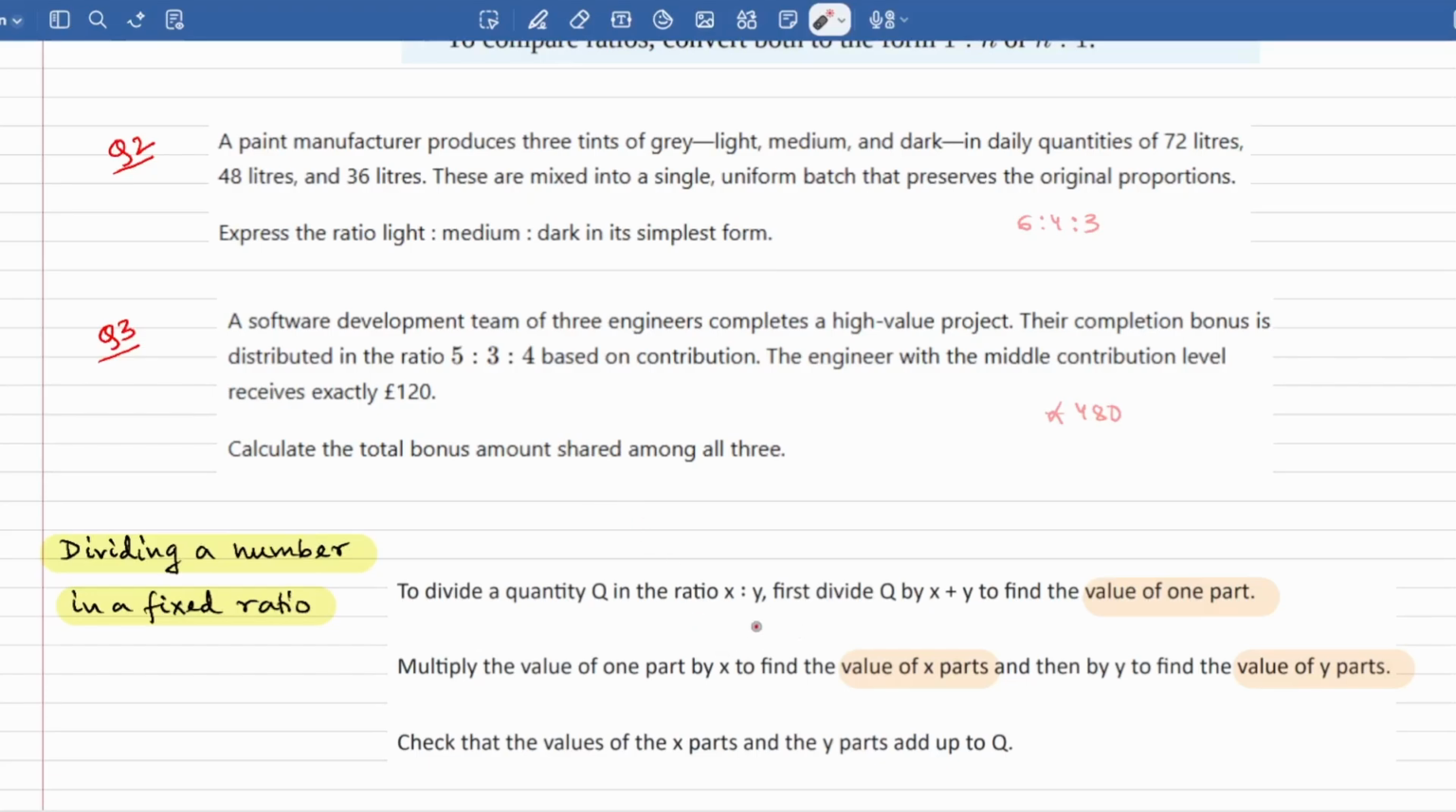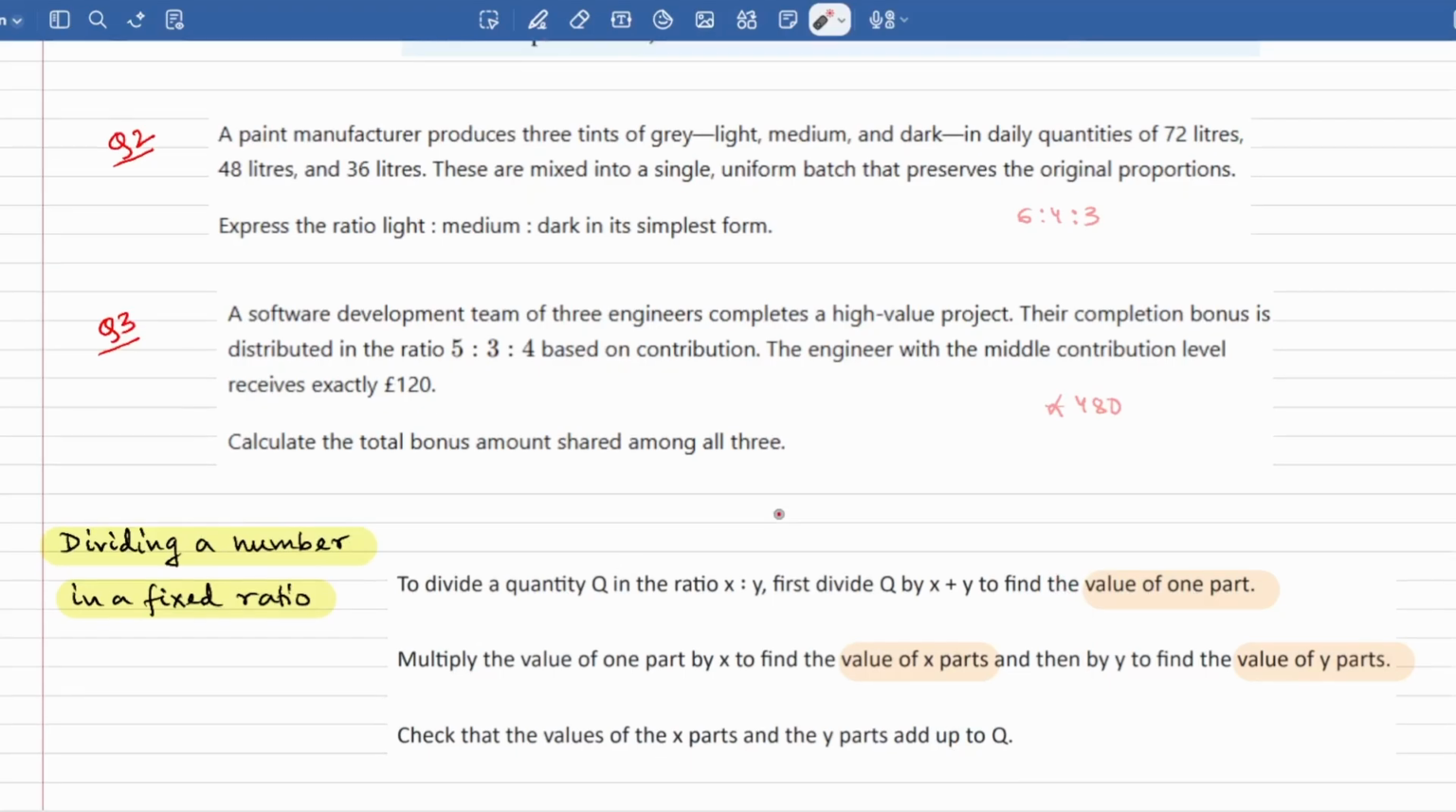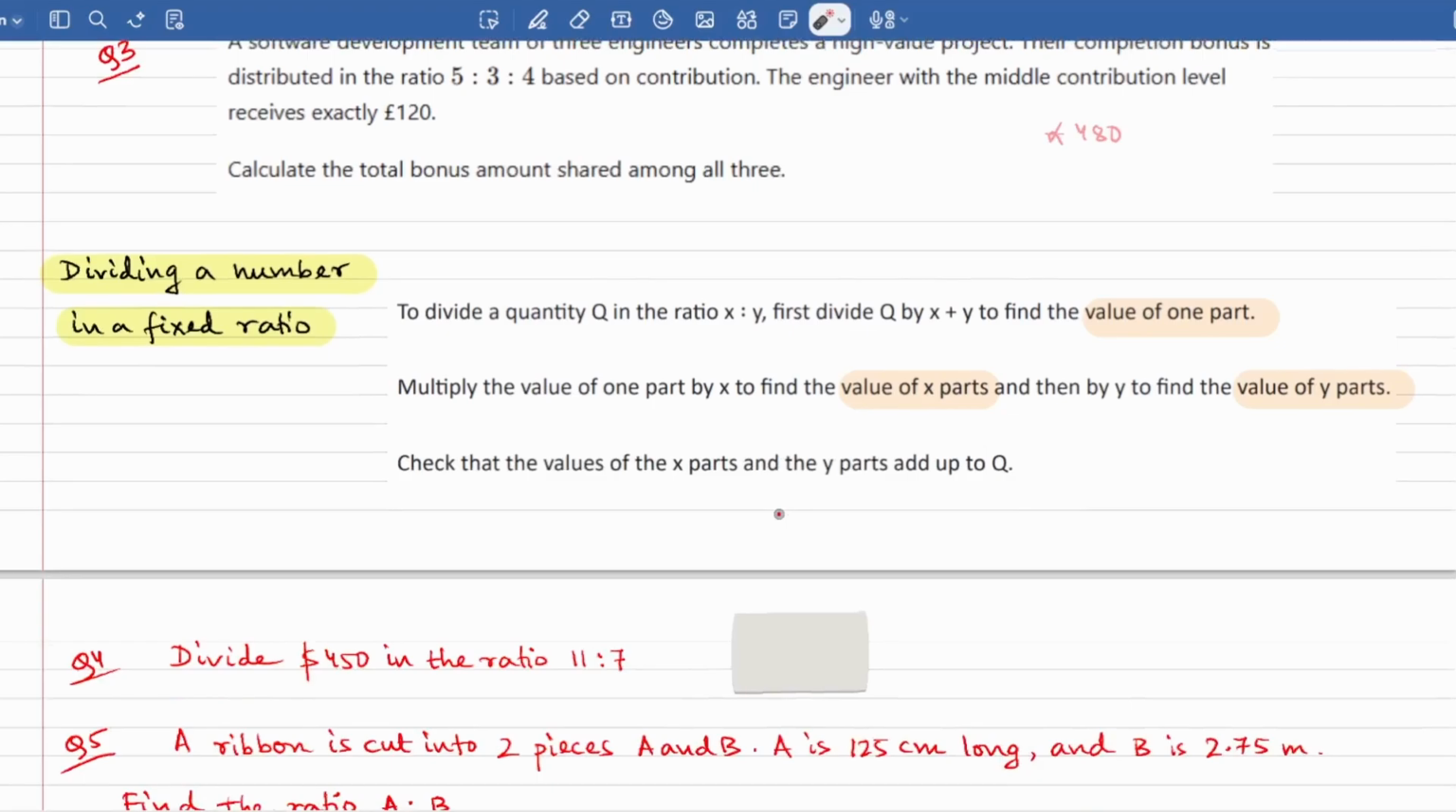To divide a quantity q in the ratio x is to y, first divide q by x plus y. Always do this to find the value of one part. Multiply the value of one part by x to find the value of x parts. Okay, so divide by x plus y to find the value of one part, and then multiply it by x to figure out the value of x parts. Multiply it by y to figure out the value of y parts. There is an inbuilt checking mechanism in this problem, in that you can add the x parts and y parts and they should add up to the original quantity q. Alright, so if you are feeling queasy about a particular answer, just make sure that you are adding the parts up and checking it. Okay, so 2 more easy questions.